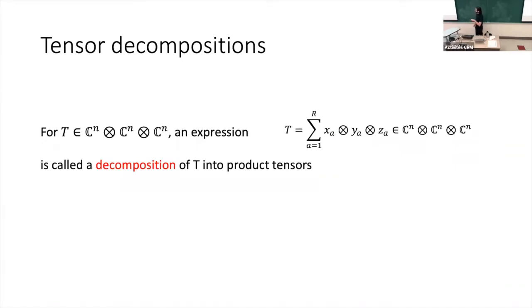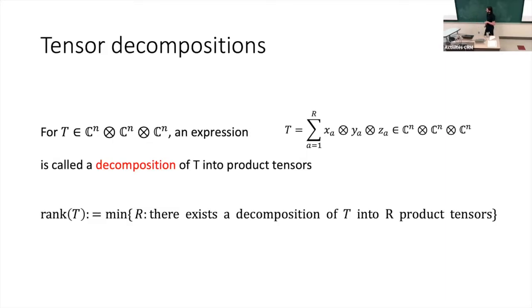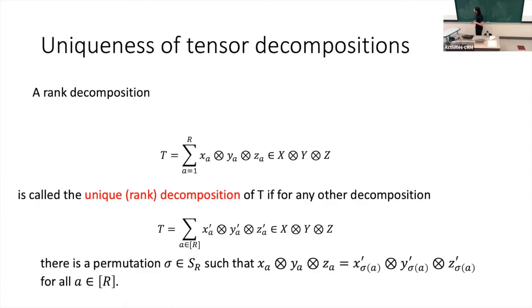A tensor decomposition is an expression of a tensor as a sum of rank 1 tensors, or product tensors. The rank of a tensor is the minimum R for which there exists a decomposition into R product tensors. A nice thing about tensor decompositions is that they're often unique, so there's only one rank decomposition. What I mean is that this is the unique rank decomposition if for any other rank decomposition, the product tensors appearing in the sum are the same ones that appeared in the original one, up to permuting the terms in the sum. You have this nice property of uniqueness.